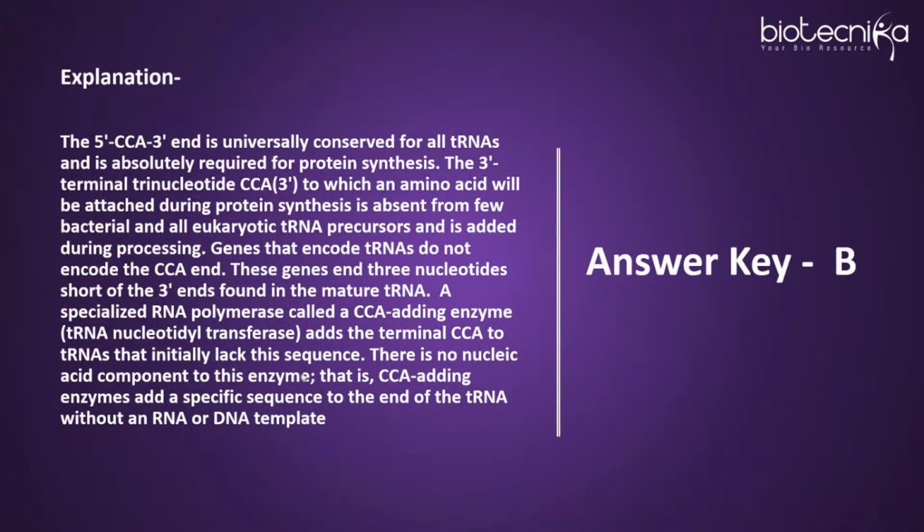The correct option for this particular question is option B. The explanation has been given here. The 5' CCA to 3' end is universally conserved for all tRNAs and is absolutely required for protein synthesis. The 3' terminal trinucleotide CCA, to which an amino acid will be attached during protein synthesis, is present in few bacterial and all eukaryotic tRNA precursors, and it is added during processing.